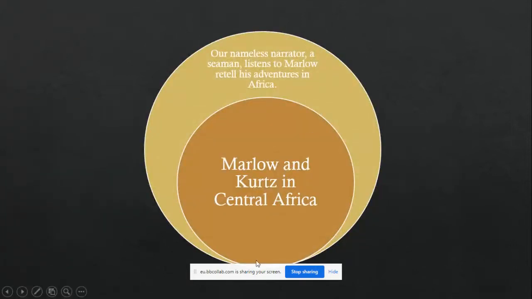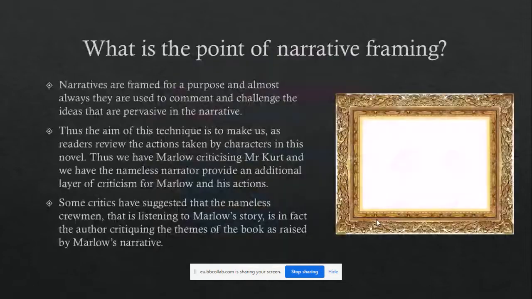So a little bit of an illustration here, just so you guys can understand exactly what I mean by that. You have Marlow and Kurtz in Central Africa, and this is retold to us by the crewman on the Nelly who is listening to Marlow retell his adventures. What this allows us to do is, and what is the point of framing? The most important thing that it allows us to do is to go, okay, we have somebody who's telling us the story who heard it from Marlow.